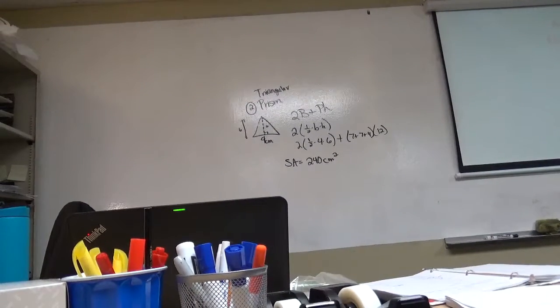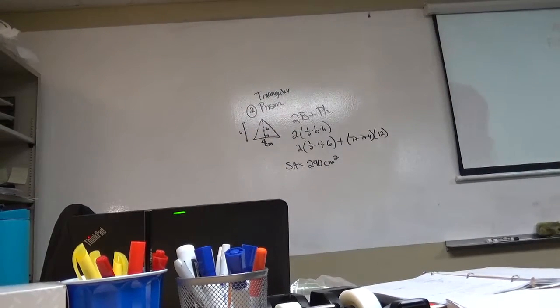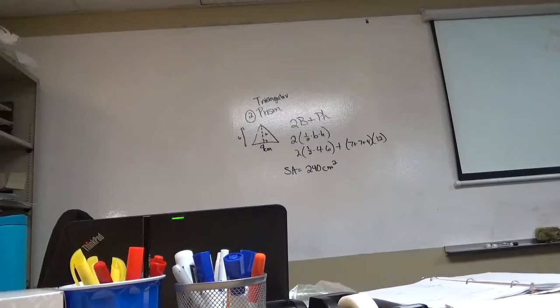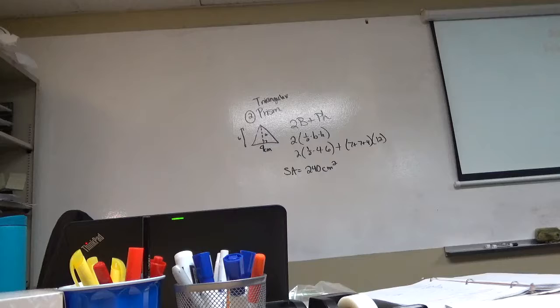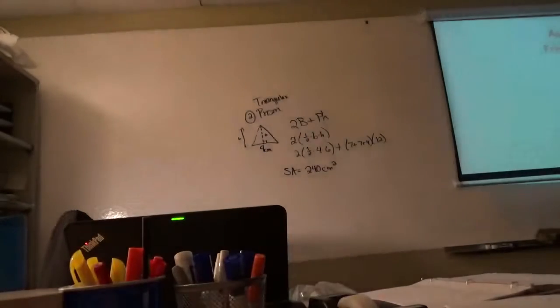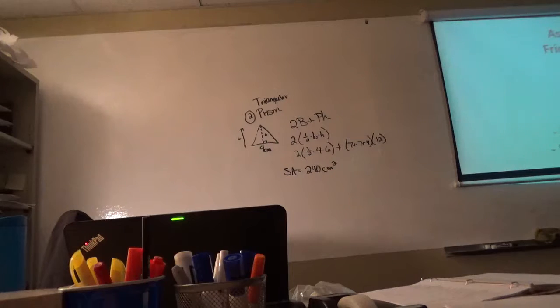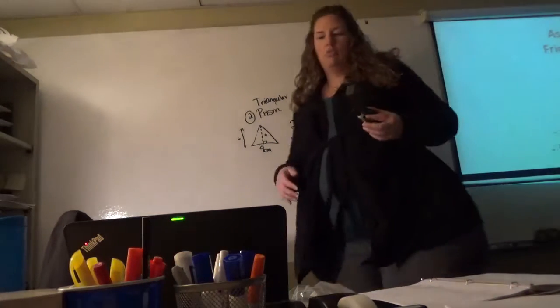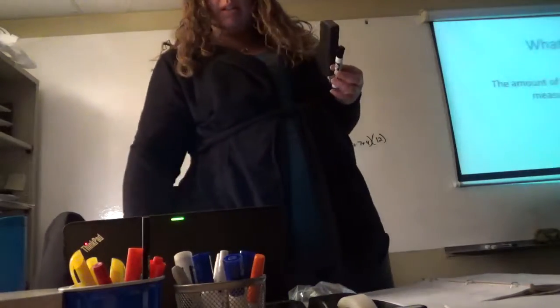Right, so go ahead and fill in your first definition. Volume is the amount of space an object. The amount of space. Volume is the amount of space. So surface area was covering an object. Volume is how much space, how much you can put inside of it.